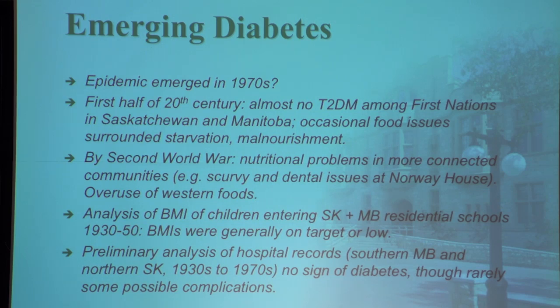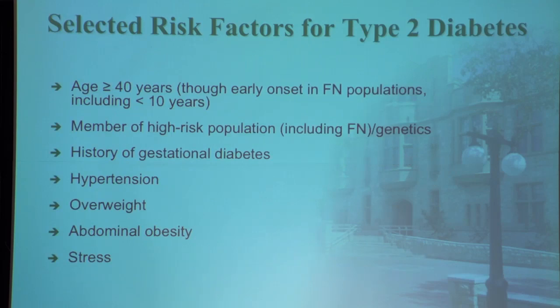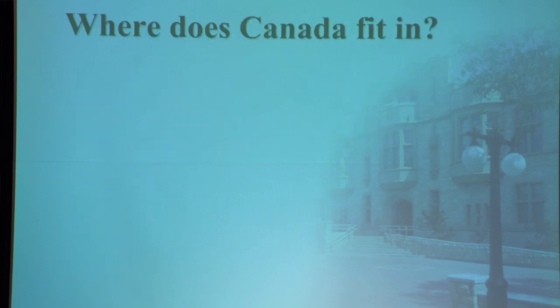So preliminary analysis of hospital records from the 30s to the 70s shows no signs of diabetes or diabetes-related complications. Although sometimes there would be things that could have been possible complications, especially kidney disease and nephritis and what have you, peripheral vascular disease. So some risk factors, well, I won't go into the risk factors. Some of them, I guess, would be abdominal obesity, stress, hypertension, overweight, all those kinds of things you find in First Nations populations after 1970, especially with greater stress and cultural change, or after 1945, I should say, especially.